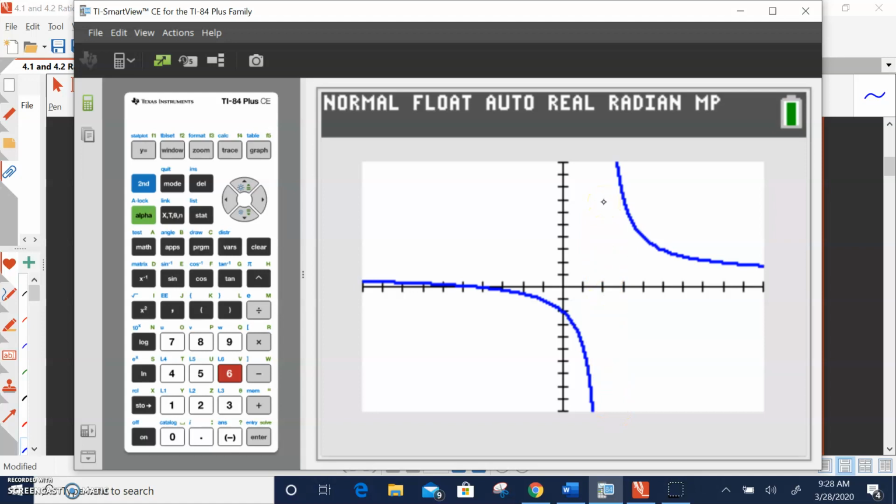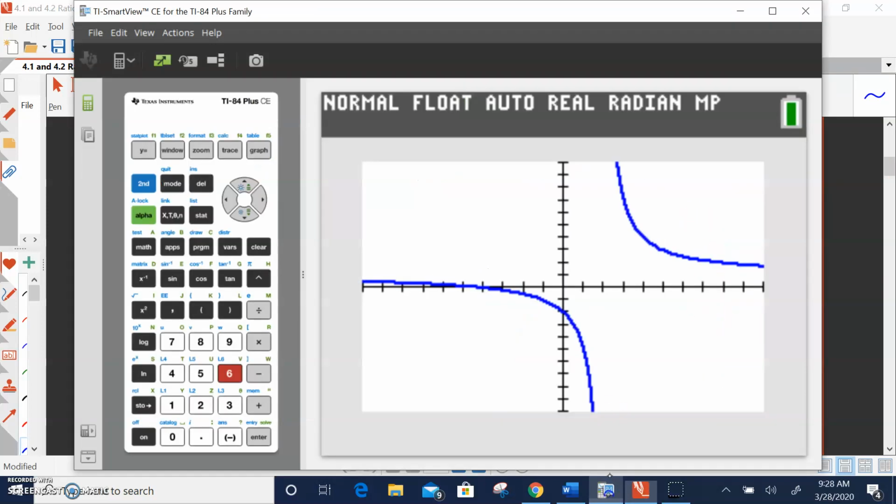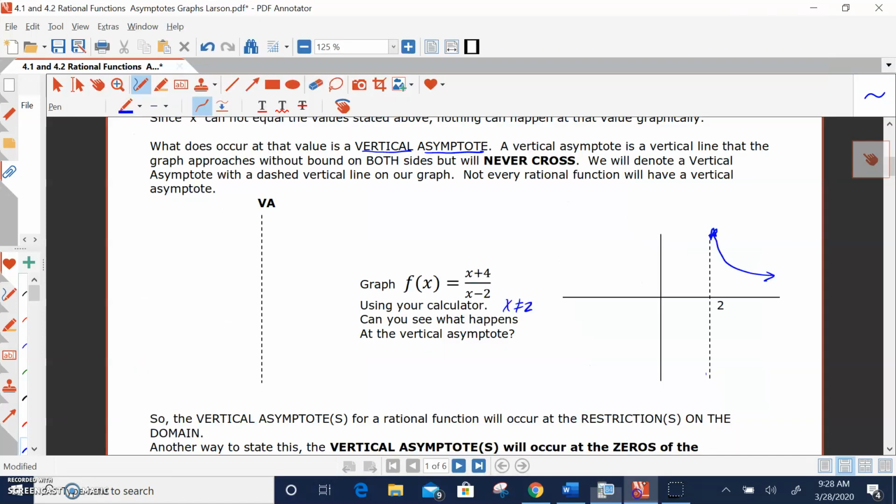So let's go back to our paper. What the graph shows me is it's coming up on the left-hand side of that vertical asymptote, and then over here, it's kind of coming down on that side. So we get two curves, one on the left, one on the right, and they're both approaching the asymptote, but they will never cross it.